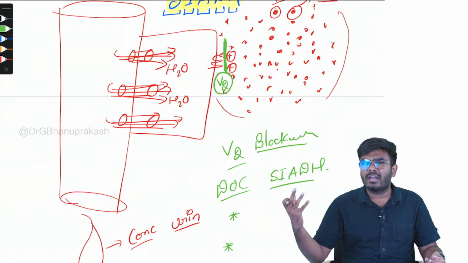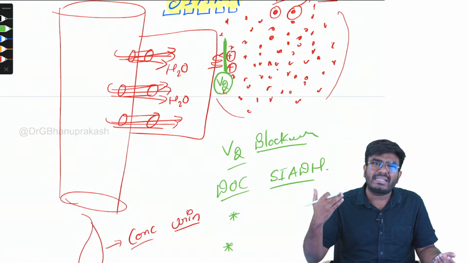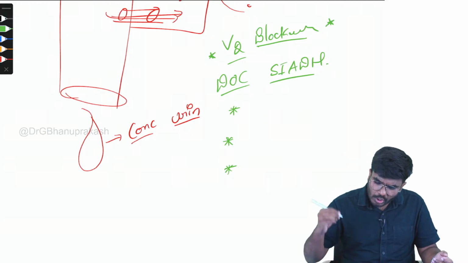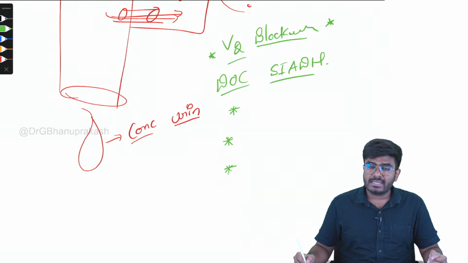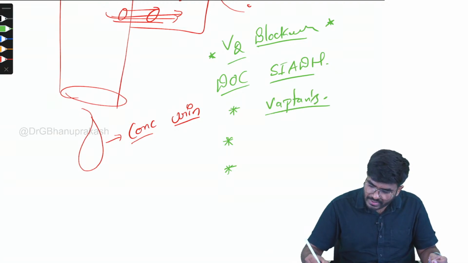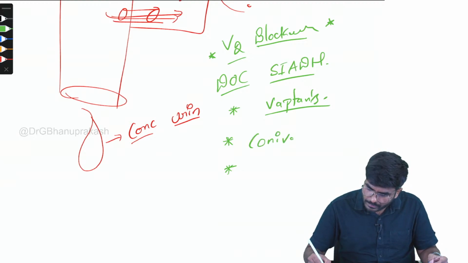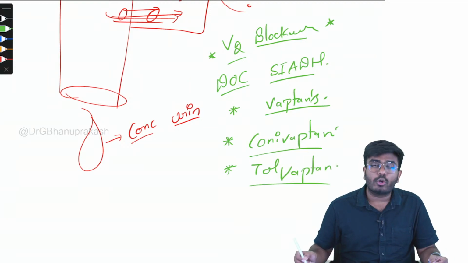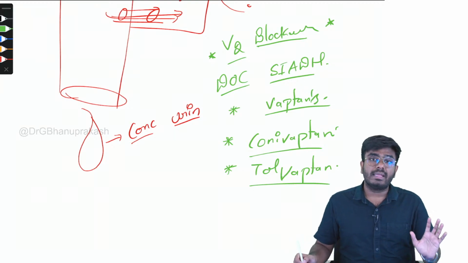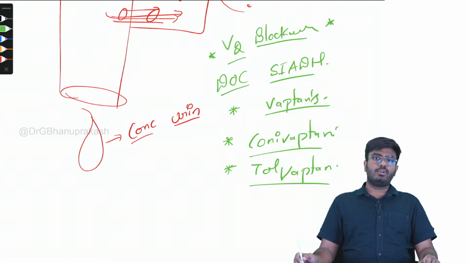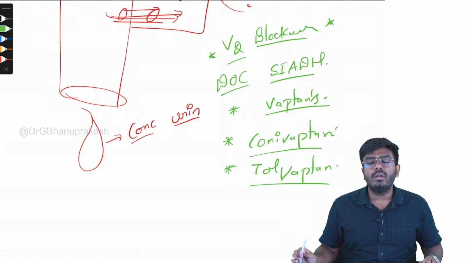In detail you will study in internal medicine. Right now in physiology there is no need to go into that depth. So what I am asking is, what is the drug of choice? V2 blockers. Can you name me any drugs? Vaptans. Okay, what are these vaptans? Conivaptan, Tolvaptan. They are V2 receptor blockers. They block the V2 receptor, so ADH cannot work. So you can treat SIADH, syndrome of inappropriate antidiuretic hormone synthesis.